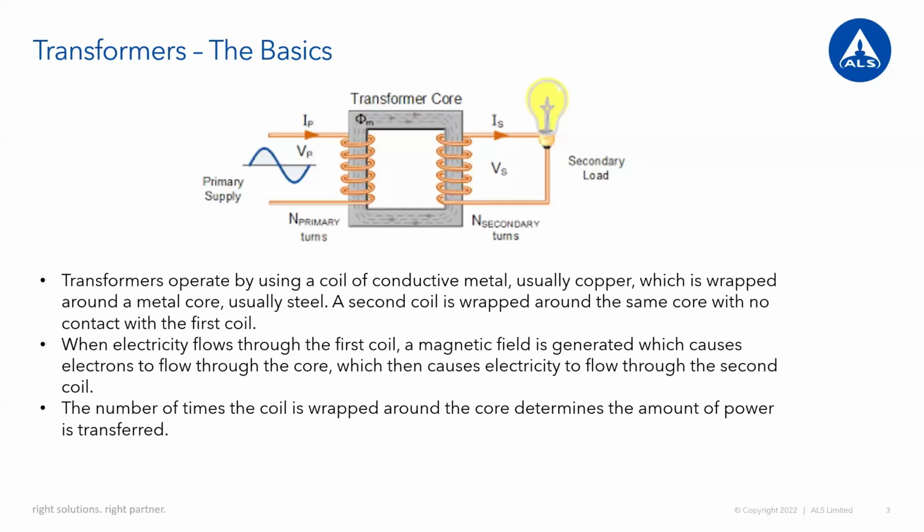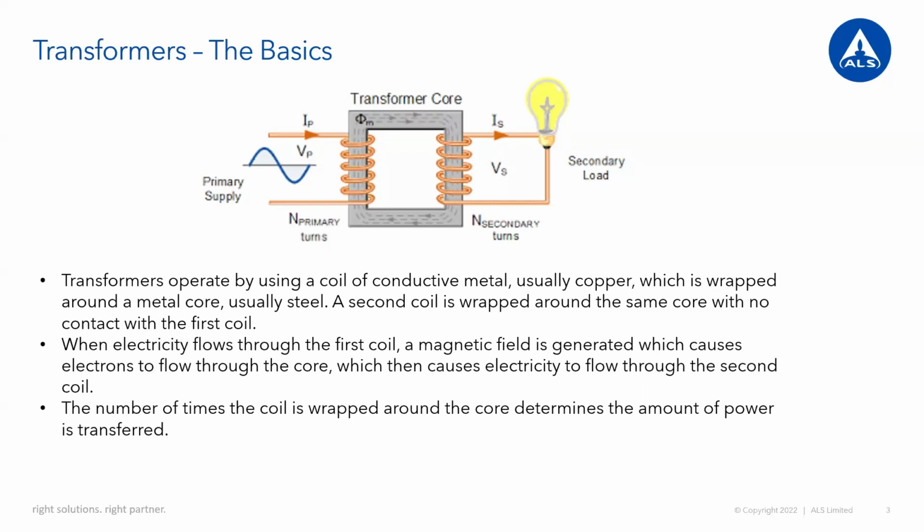What this does is it causes the electrons to flow from one coil to the other using an electromagnetic field to excite the electrons in the other coil. So it depends on the number of turns on the way in and the way out. If you have more turns on the primary and fewer on the secondary, it'll drop the voltage. If you have more on the secondary than the primary, it'll raise the voltage.